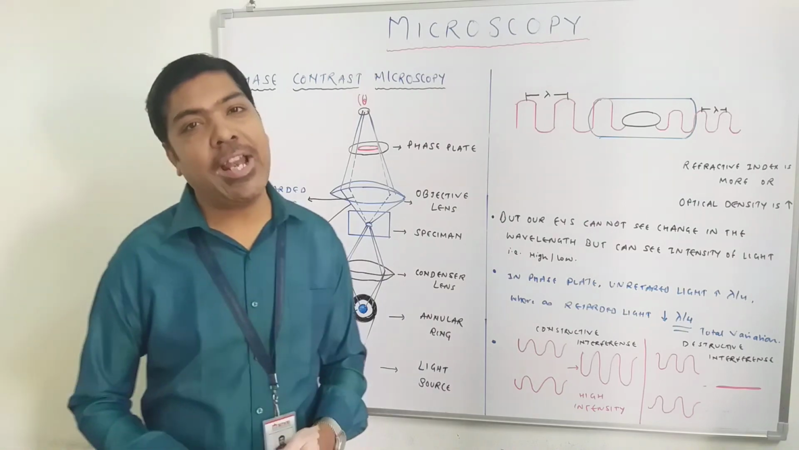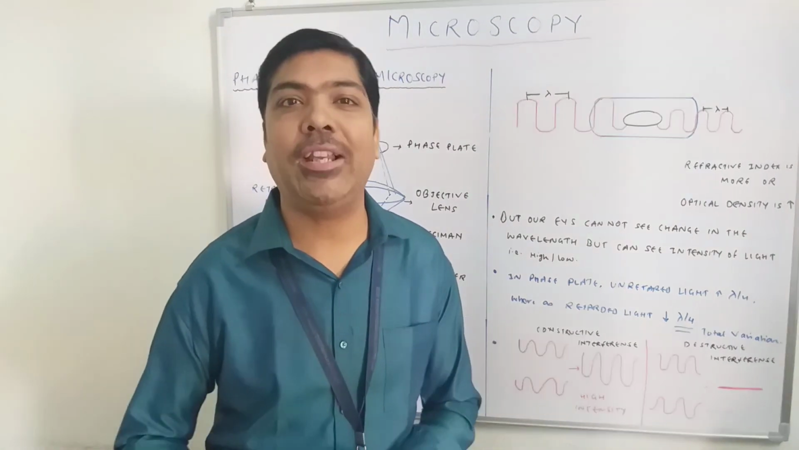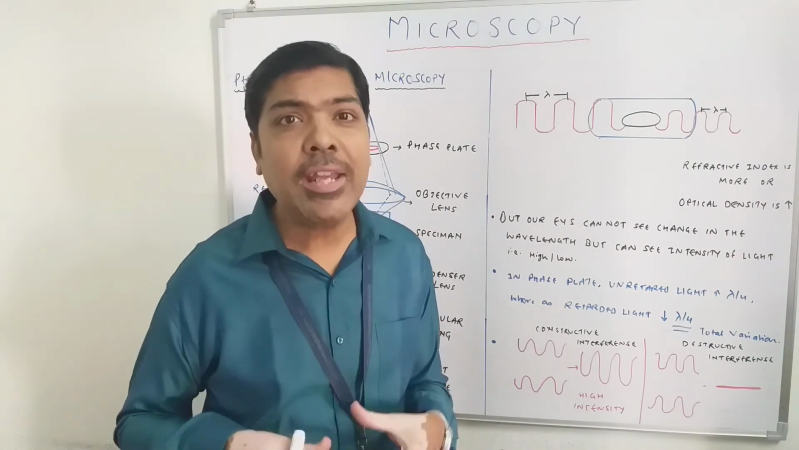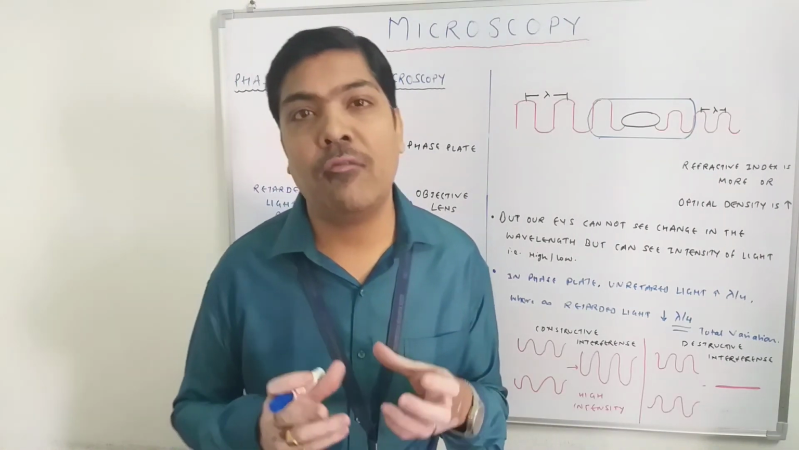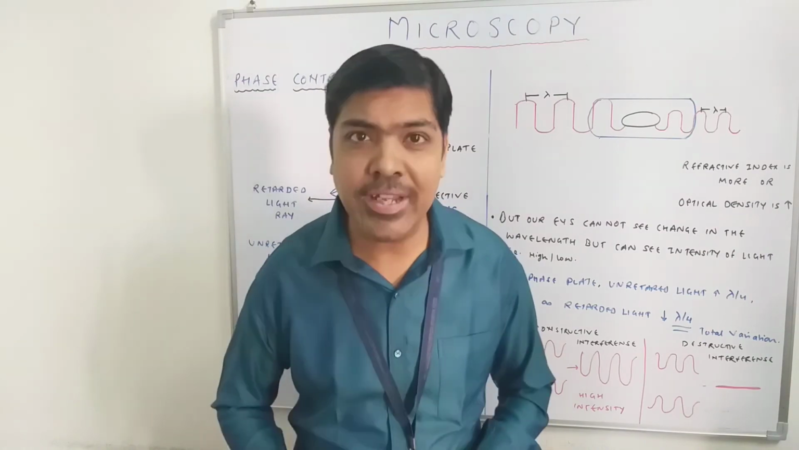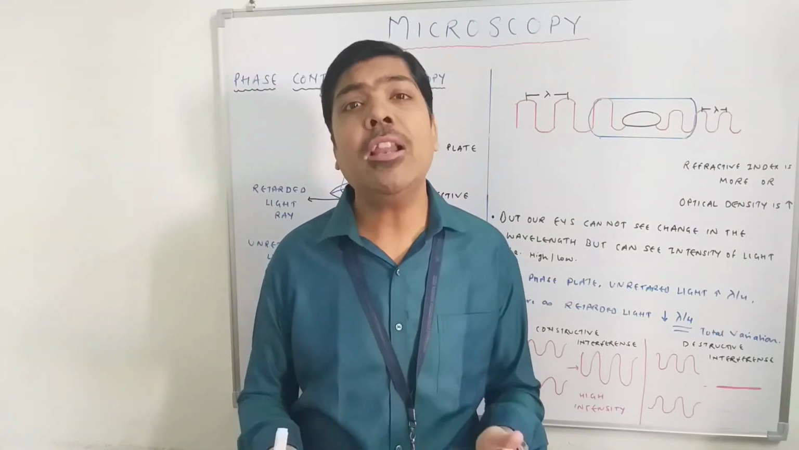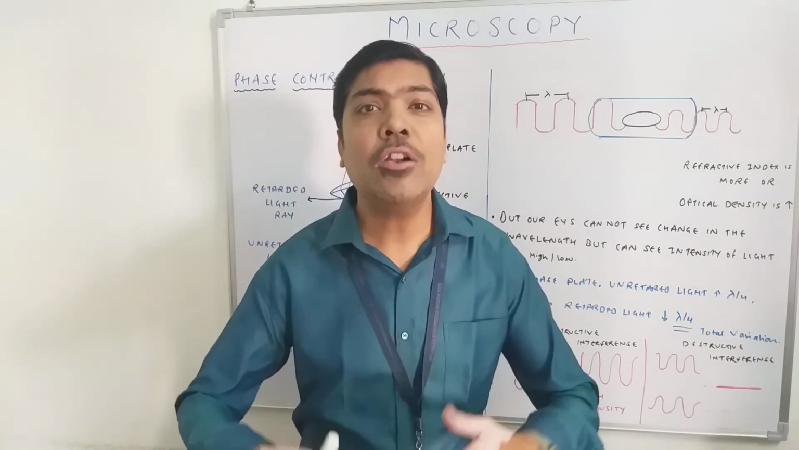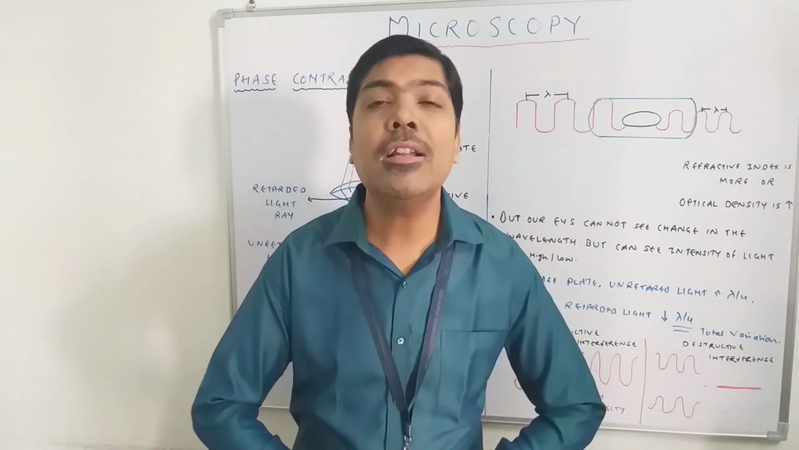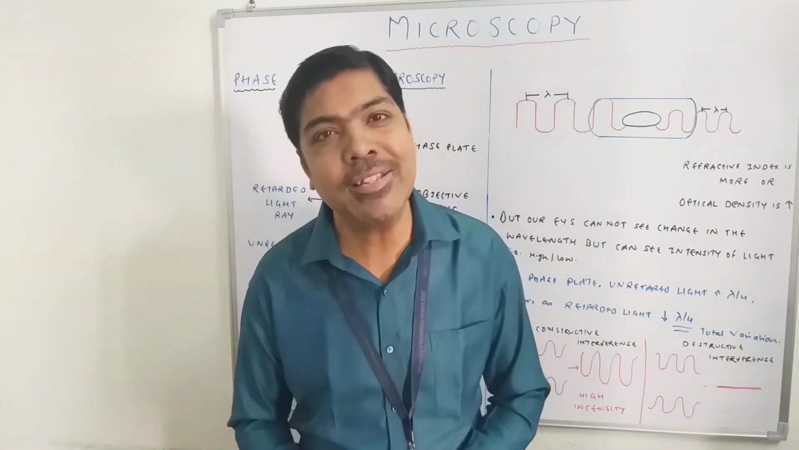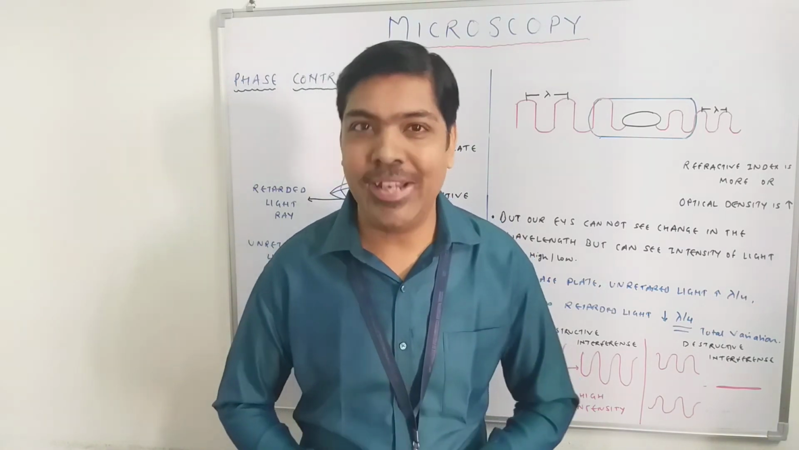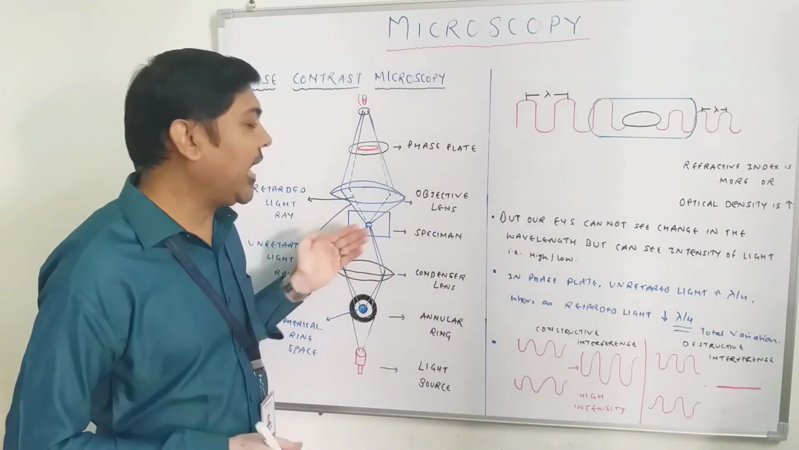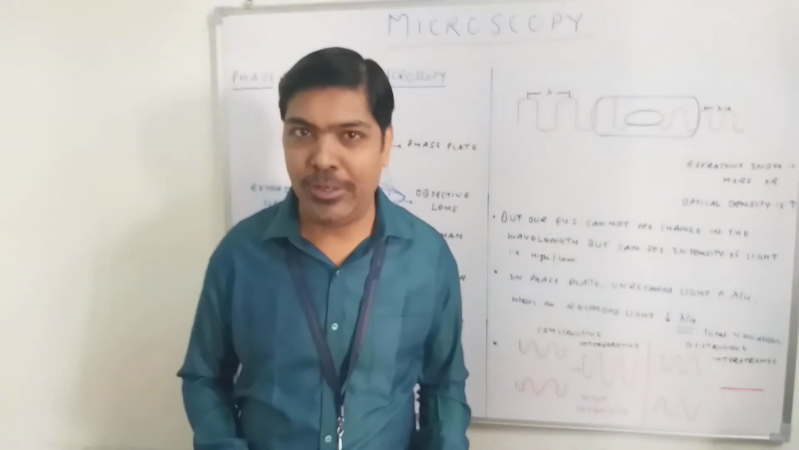Initially we have the light source that will generate the light. Then we'll have the annular ring that permits the light only in a particular fashion, maybe in the form of a hollow cylinder. It will not permit the entire light generated from the light source towards the condenser lens, but rather the light will be focused on the condenser lens in the form of hollow cylinders. Then from the condenser lens, the light will be focused towards the specimen.